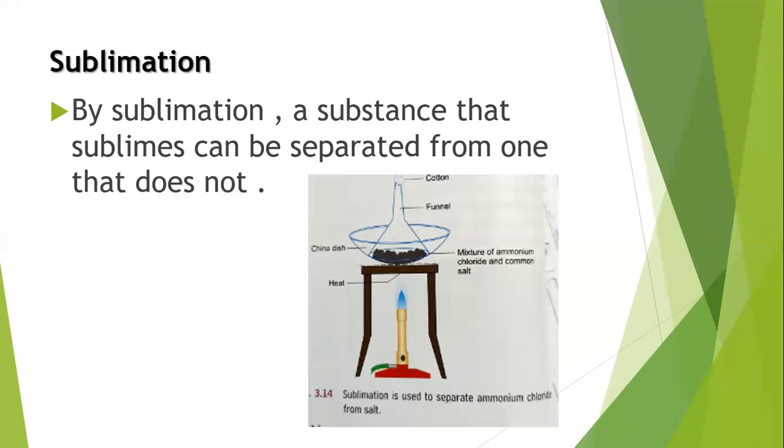Now you can easily understand why a naphthalene ball or a camphor piece vanishes when left in the air for some time. Students, after sublimation, in your book page number 35, the difference between mixtures and compounds has been given. It is very important. You just go through that. It is table 3.5 in your book, page number 35.